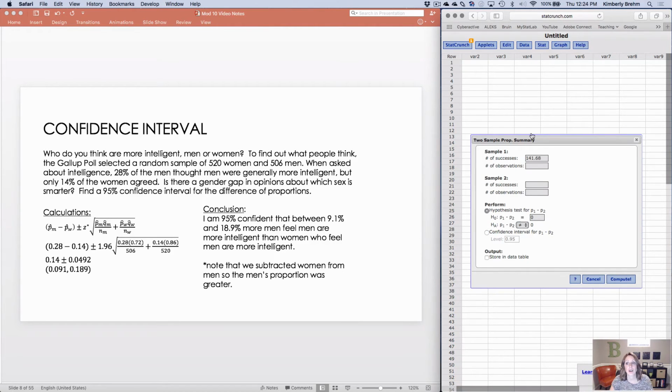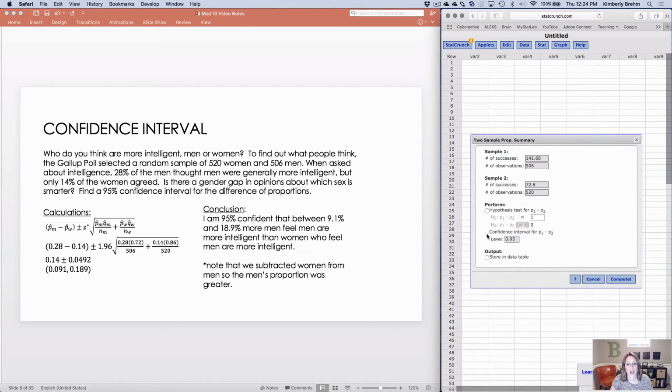Now the great thing about StatCrunch is that it will allow you to put a partial person in. If you're using the TI-84, it doesn't, which is why I would recommend using this. Again, notice that I'm choosing to put men as sample 1 because I already know that 28% is greater than 14%. So I took 0.28 times 506 to get 141.68, and again, number of observations was 506. I'm going to do the same for women. I'm going to take 520 multiplied by 0.14, and I get 72.8 out of 520.